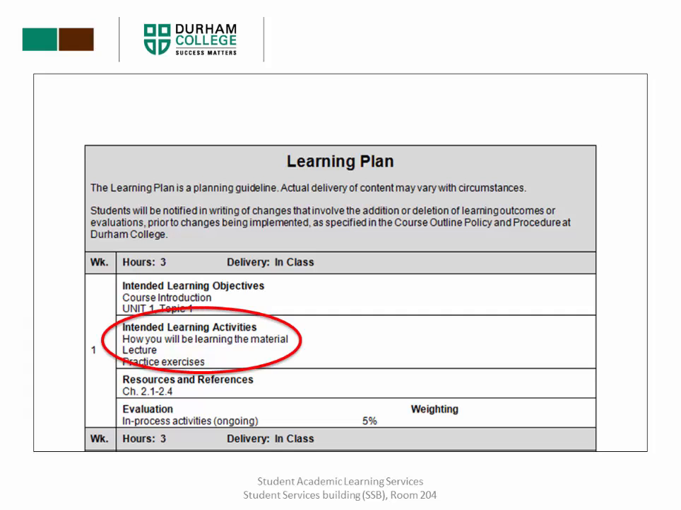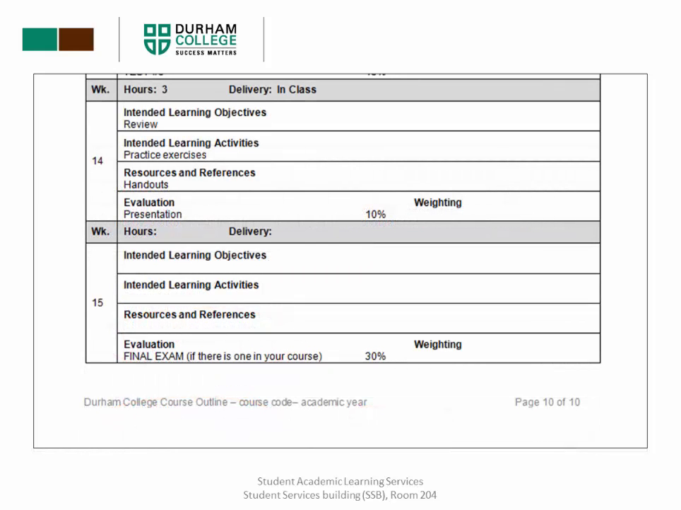The intended learning activities list the various ways that your professor will be presenting content that week, as well as any in-class activities you will be participating in. You will also see the course evaluations listed here again under the week you will be completing that evaluation. The evaluation weighting is also listed as a percentage of your total course grade. If your course contains any in-process marks, they will be listed under the first week's evaluation. It's a good idea to pencil all your evaluations in your planner, because while the actual dates may change, you will still have a test or other evaluation due near that date. If there's a final exam for your course, you will see it scheduled in week 15 of your course outline.